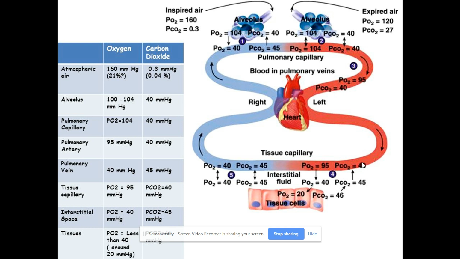If I were you, I would pause and take a couple of minutes and look at this. Here's inspired air, alveolar air. You can see the partial pressures of oxygen and carbon dioxide in the blood, in the alveolus, and in the tissues. Find the path and talk with yourself about what's going on at each place. We're going to have external respiration at the lungs, internal respiration at the tissues.